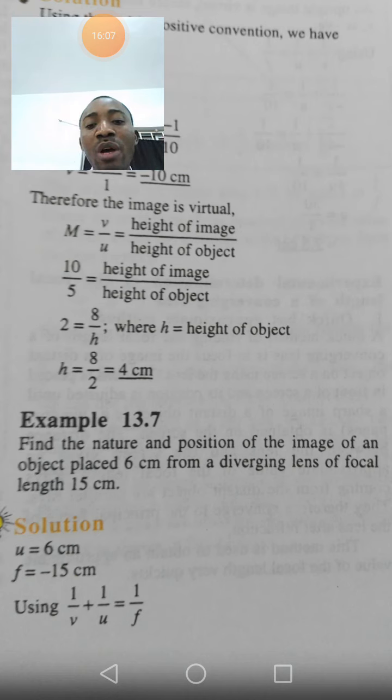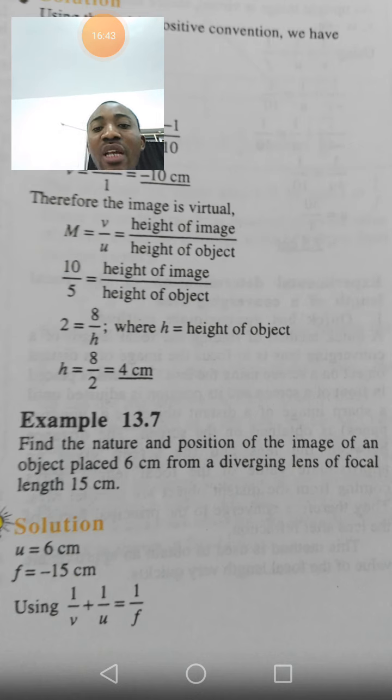So using 1 over v plus 1 over u equals 1 over f. Now, because here we have to find the image and the nature of the image, we are not going to bring the minus sign for v at the beginning of this equation. It is the final answer that will confirm that the image truly is a virtual image. Because if we start to use minus from the beginning here, at the end, the result might contradict what should be in the real sense of it.